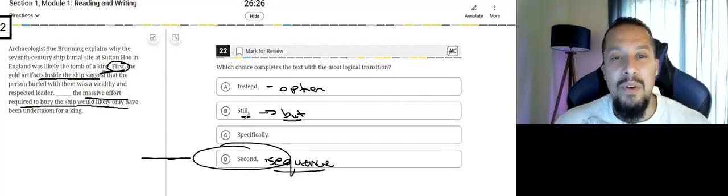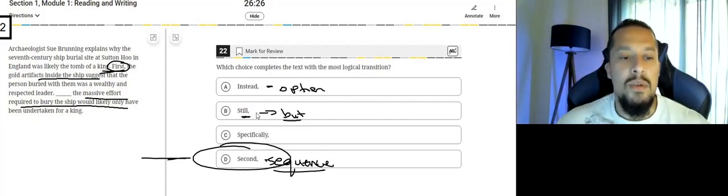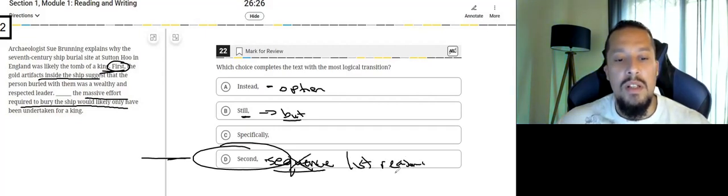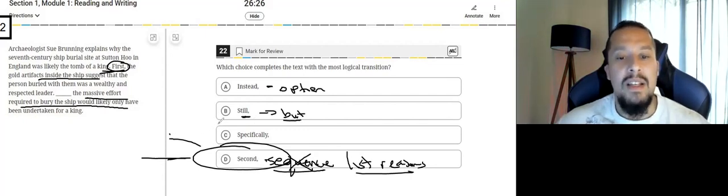And so here, if you read first, the artifacts inside the ship, second, the massive effort required to bury the ship would have been only undertaken for a king. Answer B works best. It shows us not a sequence of events here, excuse me. Well, it shows us a list of reasons. Now, moreover would work here as well, or additionally, because it adds a second example or second reason.